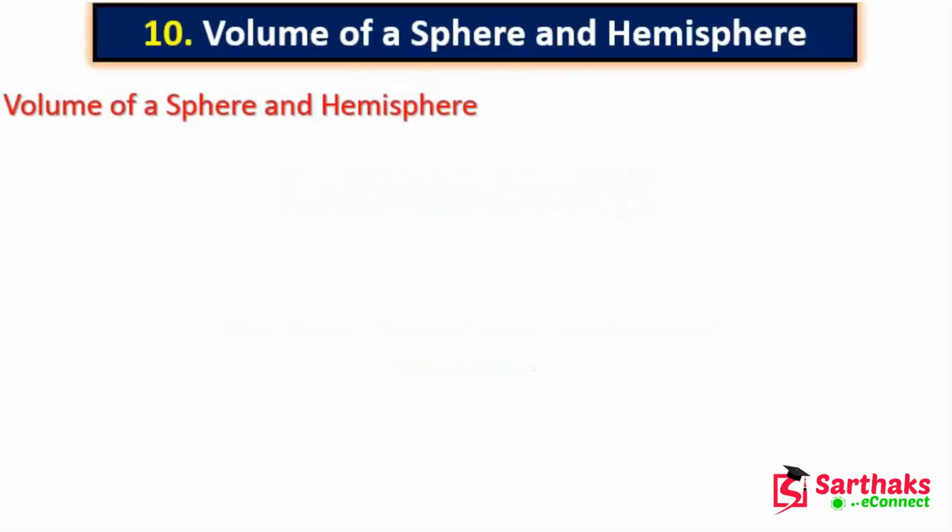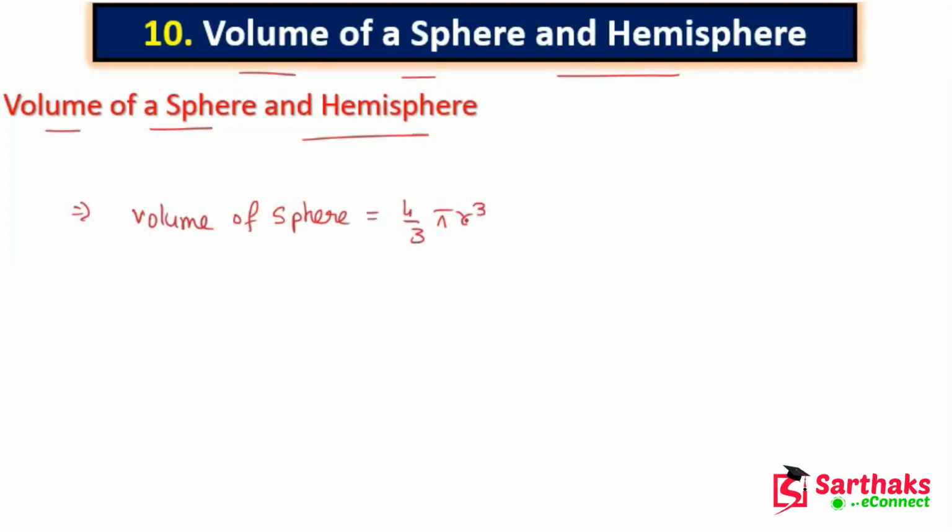Today we are going to discuss the volume of sphere and hemisphere. So, what is the volume of a sphere? The volume of a sphere is equal to 4 upon 3 pi r cube. Here r is the radius.